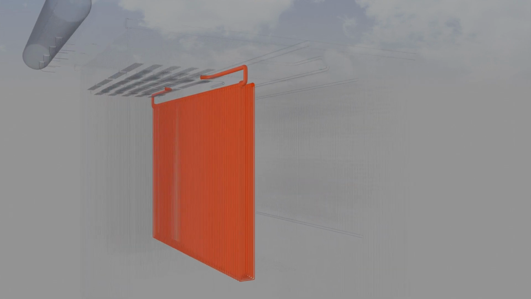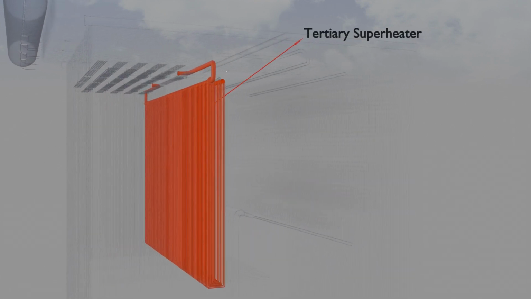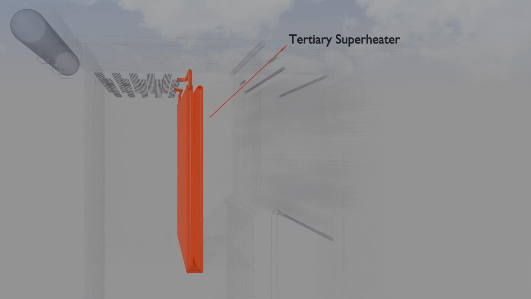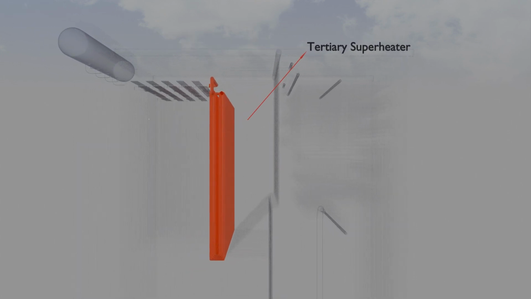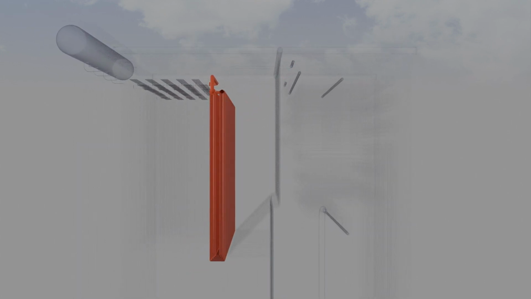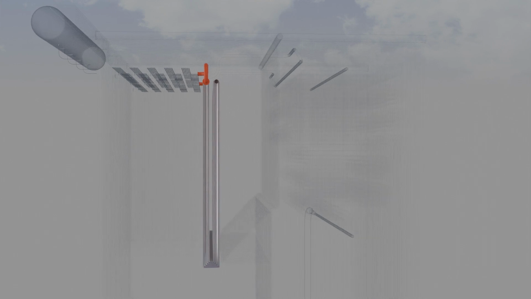After reaching the desired temperature, the steam exits the secondary superheater and moves onto the tertiary superheater. Here, it receives one final boost in temperature, ensuring it's in the optimal state for efficient turbine work. This additional heating stage is especially important in modern, high-efficiency power plants, where every degree of temperature contributes to overall performance.